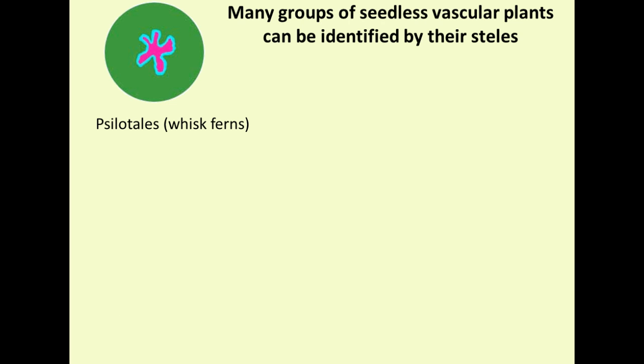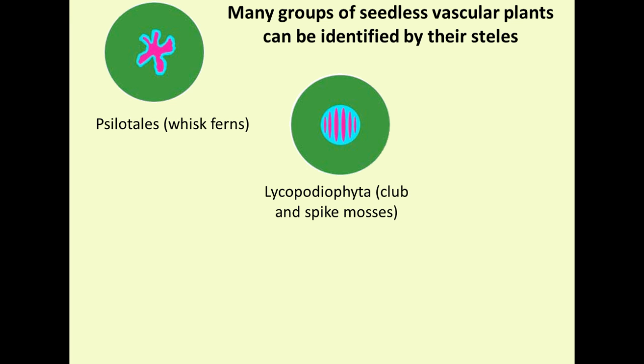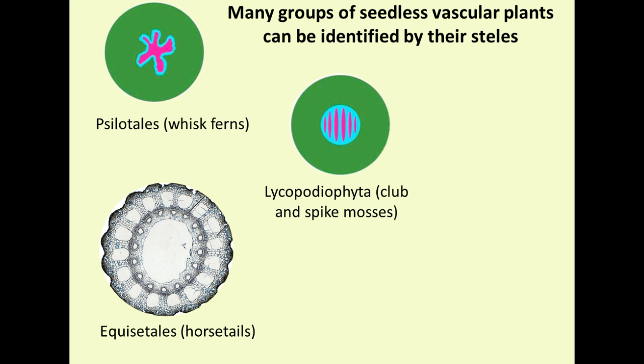So we can identify the groups by their steles. So if you were to take a cross-section of whisk fern, you would see this. A lycopod or Lycopodiopsida, you would see that. And then the horsetail, you would see something that looks like this. Okay, what does this look like here? What kind of stele is this?